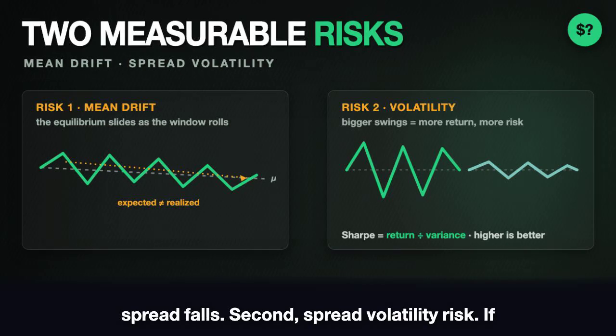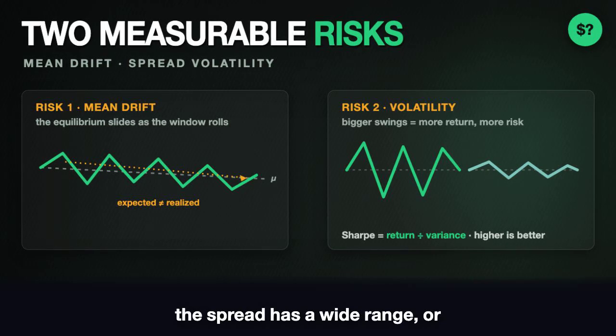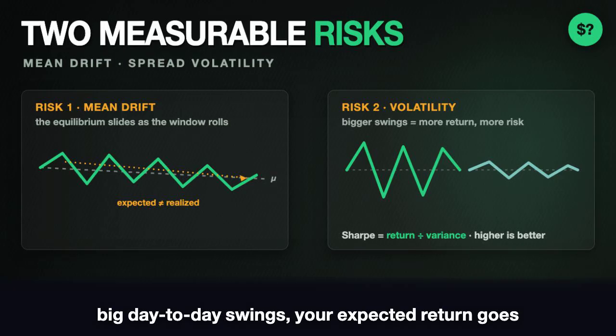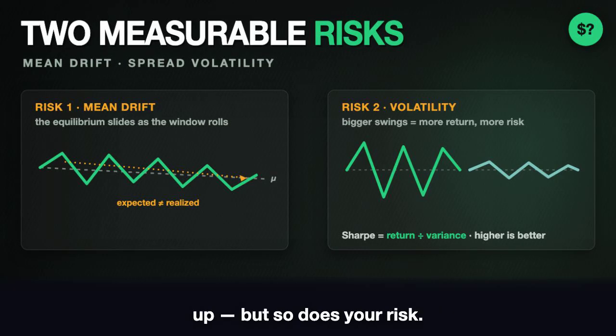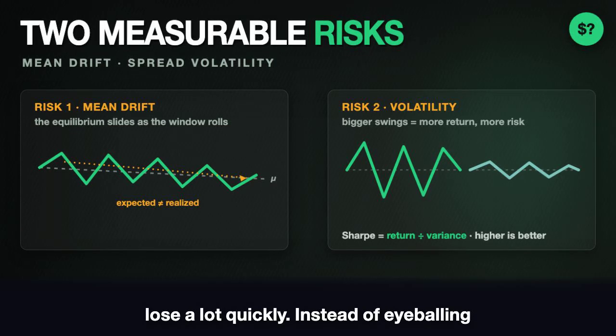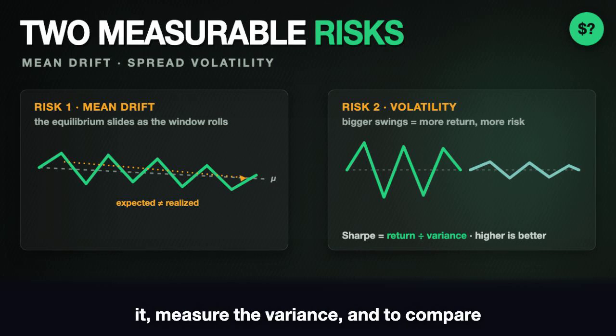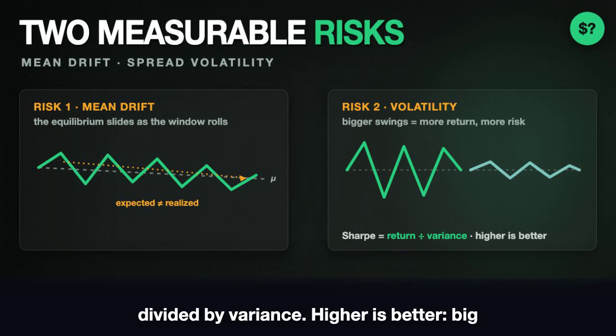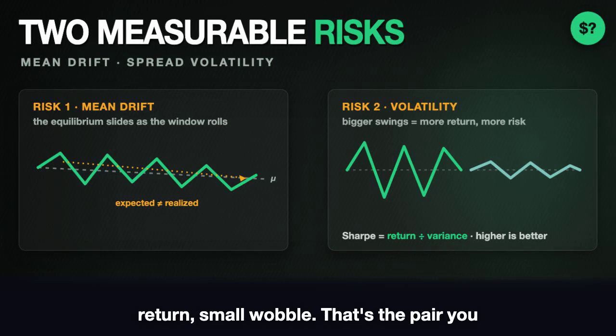Second, spread volatility risk. If the spread has a wide range or big day-to-day swings, your expected return goes up, but so does your risk. You could make a lot quickly or lose a lot quickly. Instead of eyeballing it, measure the variance, and to compare pairs, use the Sharpe ratio. Return divided by variance. Higher is better. Big return, small wobble. That's the pair you want.